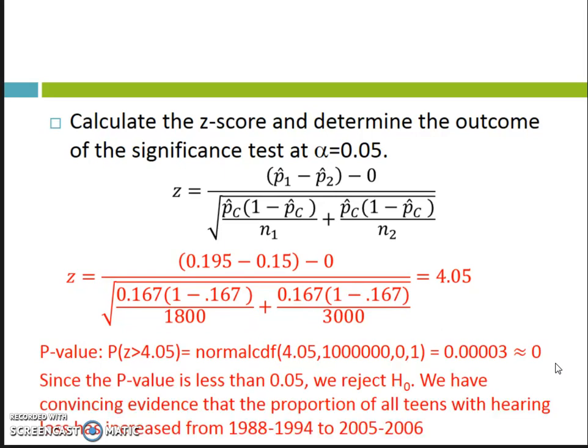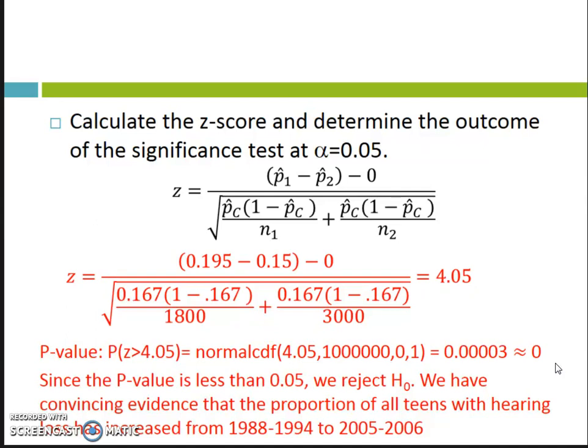Now, what does that mean? Well, since our p-value is less than our alpha of 0.05, we're going to reject our null, which means we do have convincing evidence that the proportion of all teens with hearing loss has in fact increased from those 2 time periods, from one to the next.